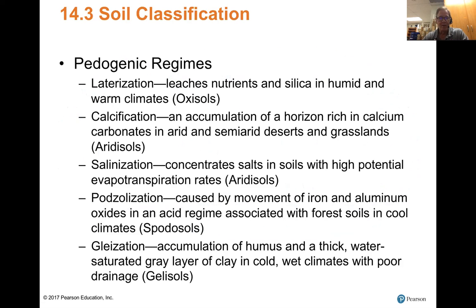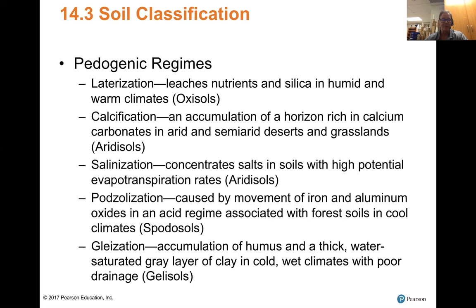Now, all these things can affect what we call the pedogenic regimes, where you have mineralization, which leaches nutrients out in humid and warm climates like your Oxisols. You have calcification, where you get a horizon rich in calcium carbonates. You'll see this in arid lands. Salinization, where you have high concentrations of salts and higher evapotranspiration rates. Podzolization, which is movement of iron and aluminum oxides. They're usually in forest and cool climates.